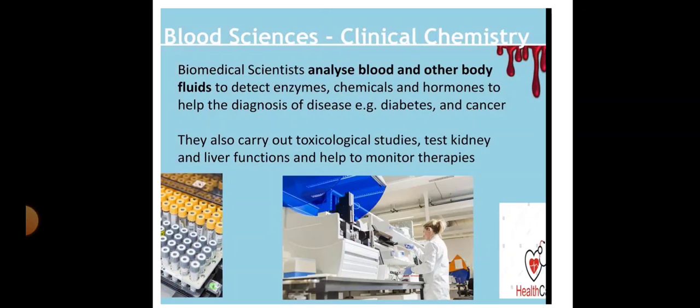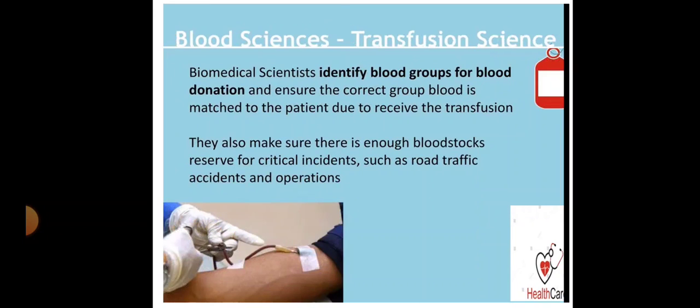Then blood sciences, which comes under clinical chemistry. Biomedical scientists analyze the blood and other body fluids to detect enzymes, chemicals, and hormones to help the diagnosis of diseases, for example, diabetes and cancer. They also carry out toxicological studies, test kidney and liver function, and help to monitor therapies.